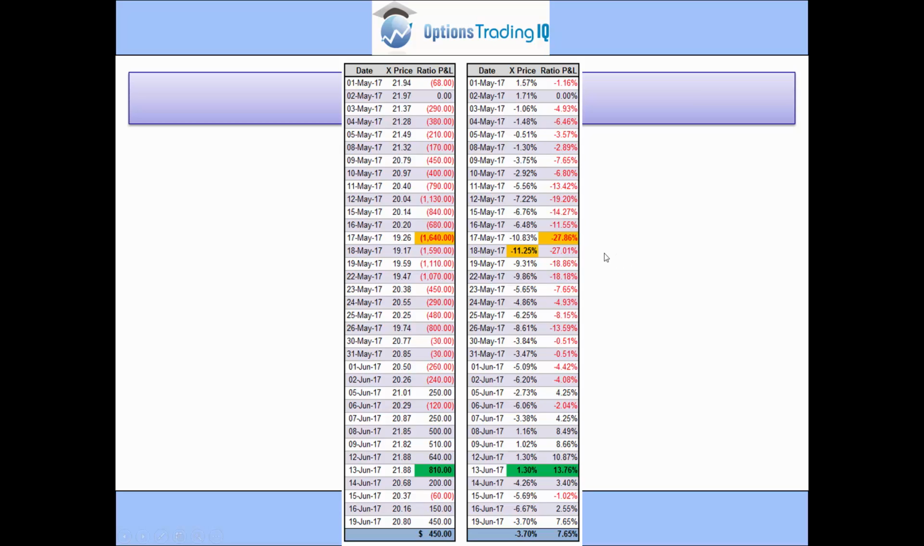So you can see this trade has a little bit more variation in P&L, higher profits, but in terms of percentage, about the same. So again, I prefer the standard 1-to-2 ratio, but you can see how this trade worked out on a 1-to-3 ratio as well.